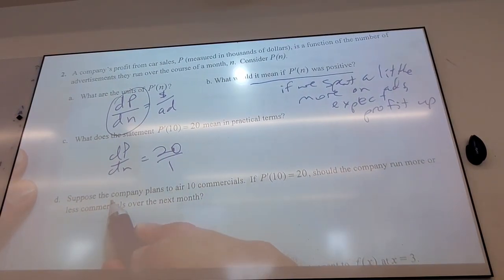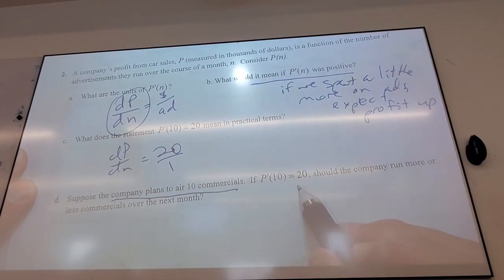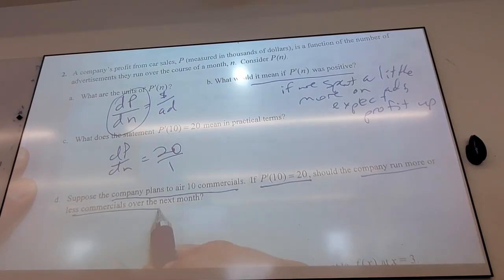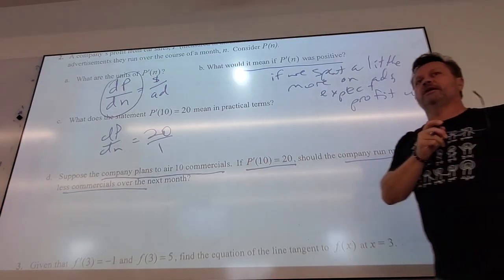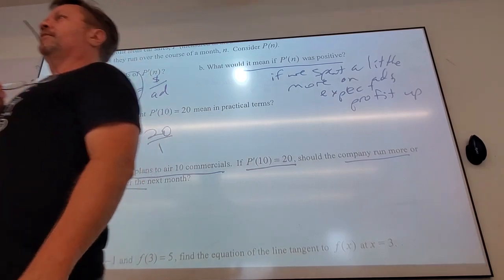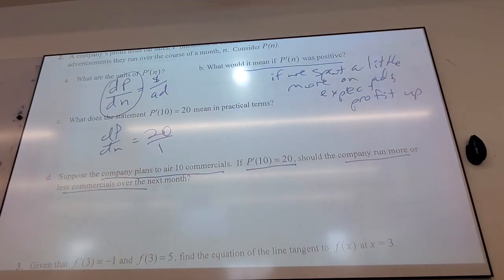I think we already answered this. Suppose the company plans to air 10 commercials. If P prime of 10 is 20, should they run more or less? They should run more. What if P prime of 10 is 0? They should stay where they are. If P prime of 10 is negative, they pull back. Run fewer ads, spend less money on advertising.